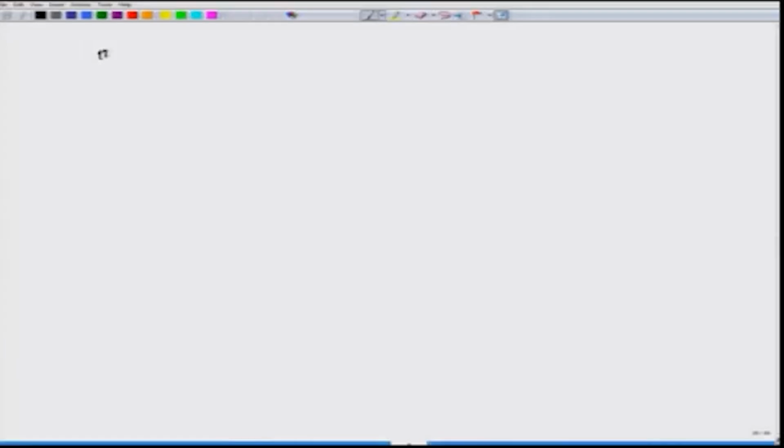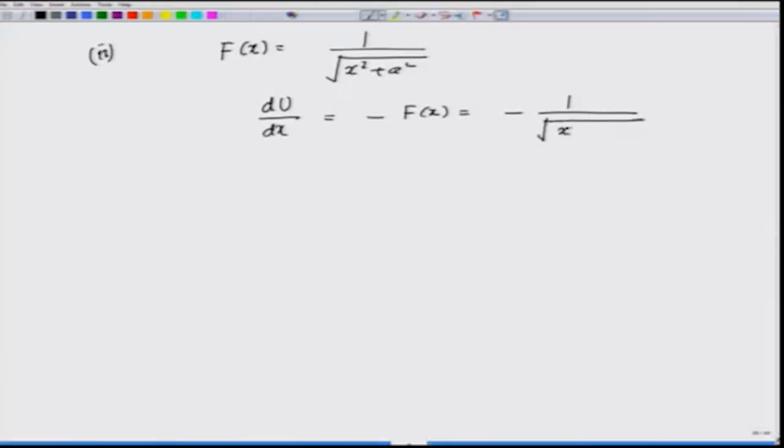The second problem in this is Fx equals 1 over square root of x square plus a square, and therefore, again writing dU/dx equals minus Fx, I get dU/dx equals minus 1 over square root of x square plus a square, and therefore Ux is going to be the integral, with a minus sign, of dx over square root of x square plus a square, plus some constant c, which is again determined by where I take the potential energy to be 0.